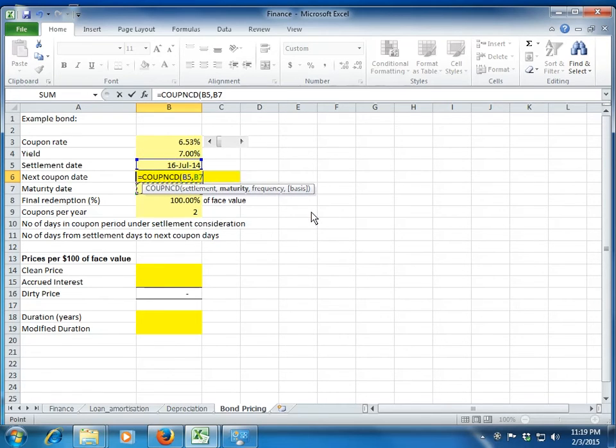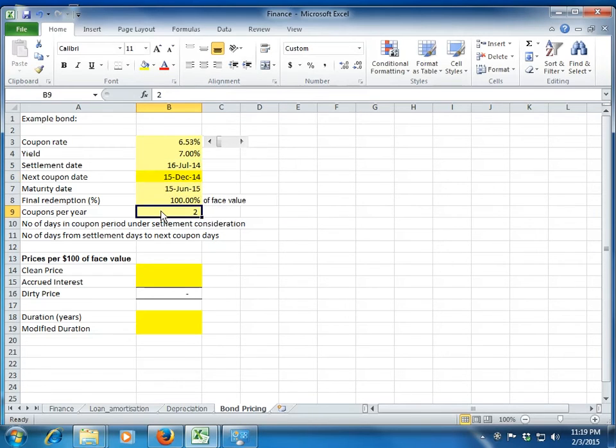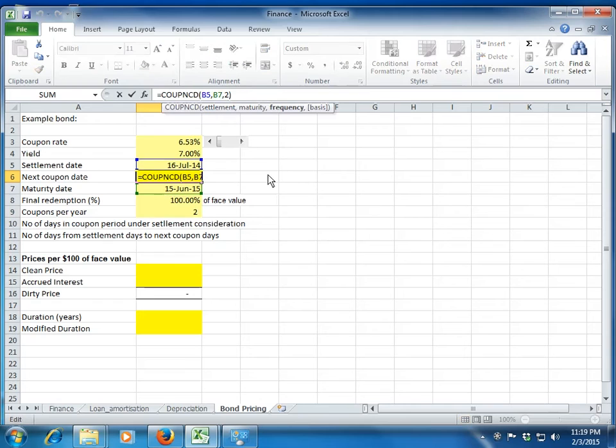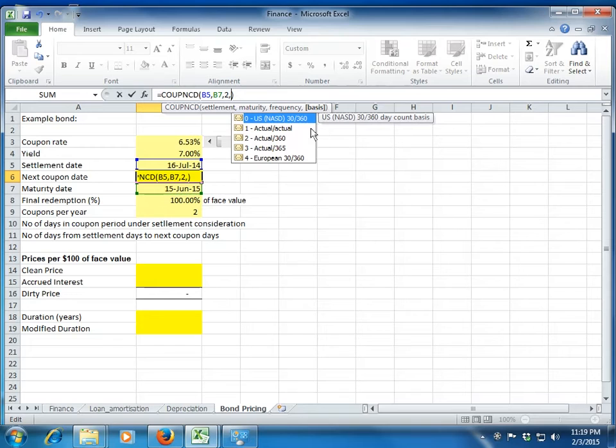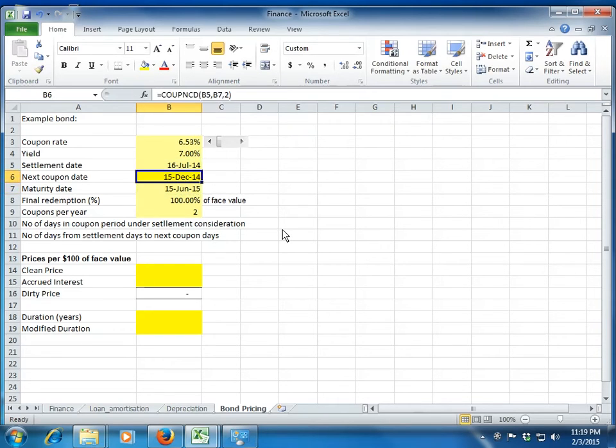The settlement date, the maturity date, frequency. Since we know the frequency is 2, I can either write 2 directly, link it to this cell, or link it to any other cell as well. Either way I can do that. Finally it asks me for basis. Basis is nothing but the various day-count bases which can be used for the formula, given as 0, 1, 2, 3, 4. By default I guess it takes 1, so we can leave it as it is. Basis is not so important unless you are very particular about it, then you can choose one of these bases for calculating the coupon date or the rest of the calculations which we will see. And you see that it gives you the next coupon date, which is 15 December 2014.